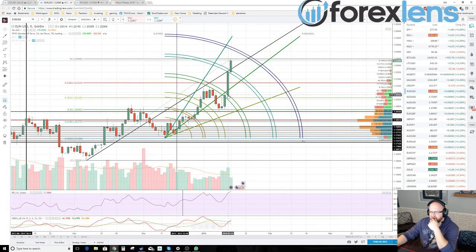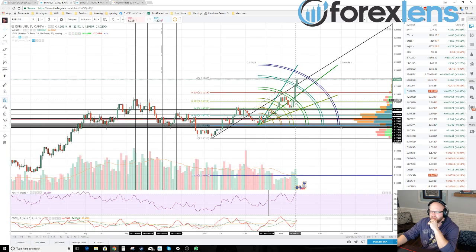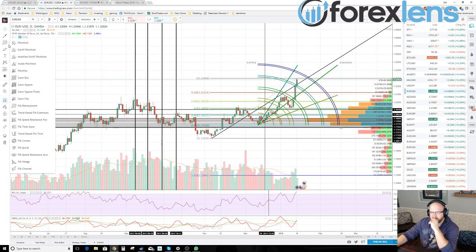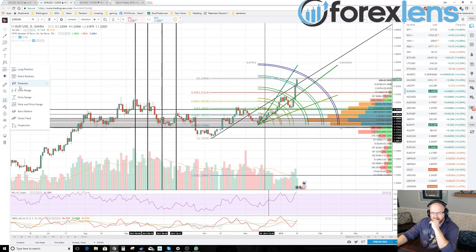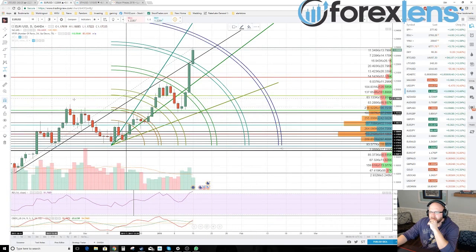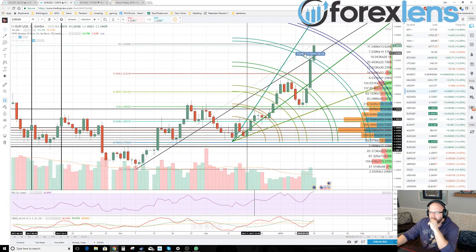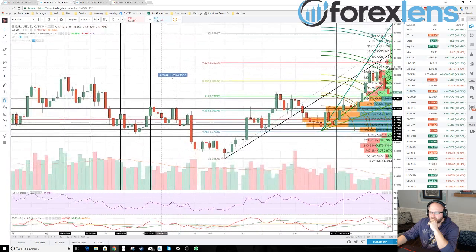Man, that is a big, beautiful bar, isn't it? From 120.30 all the way to 122. That is a big move. That is a monster move. That's the biggest move in price range, all the way to the top, 187 pips.